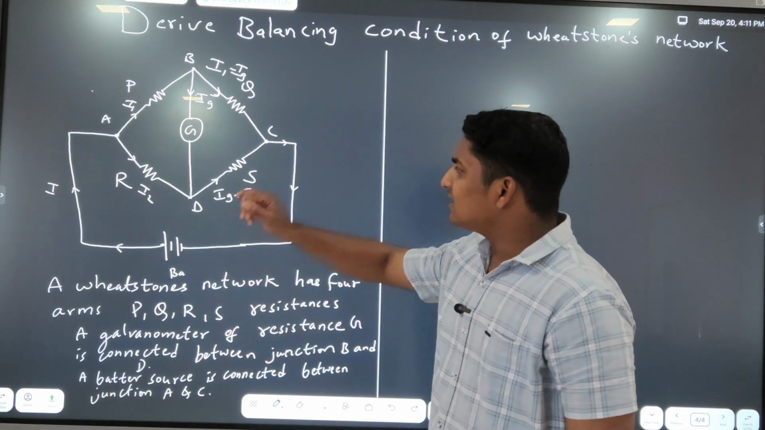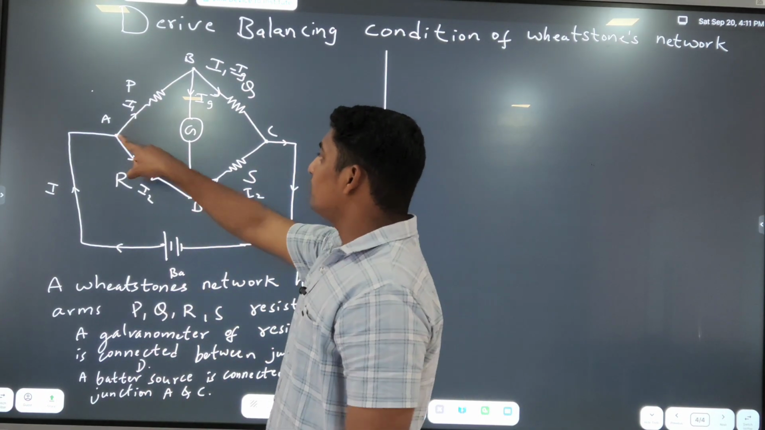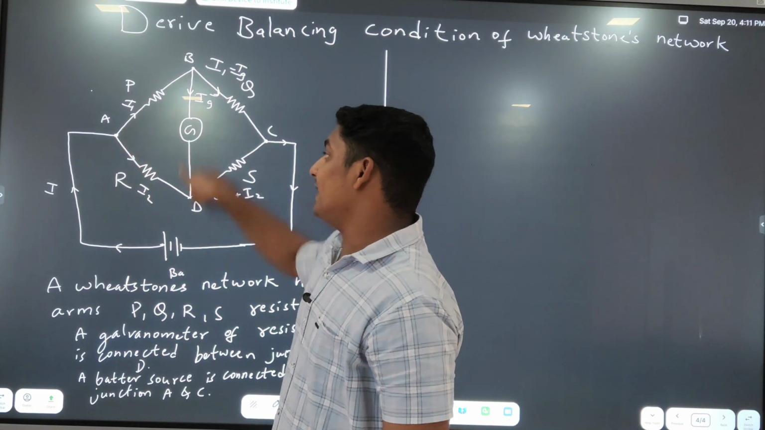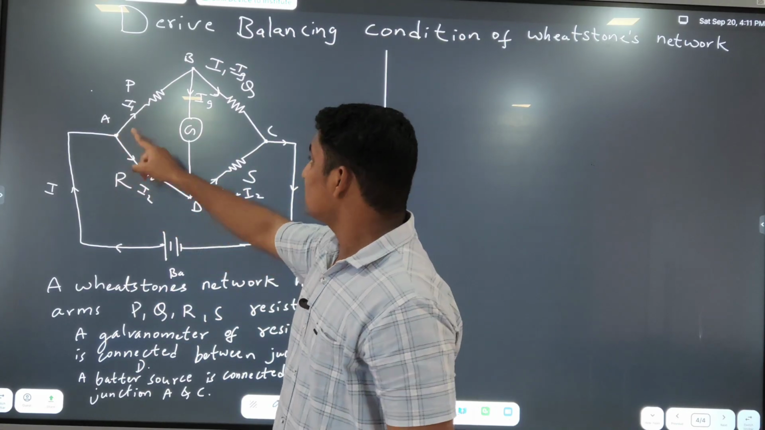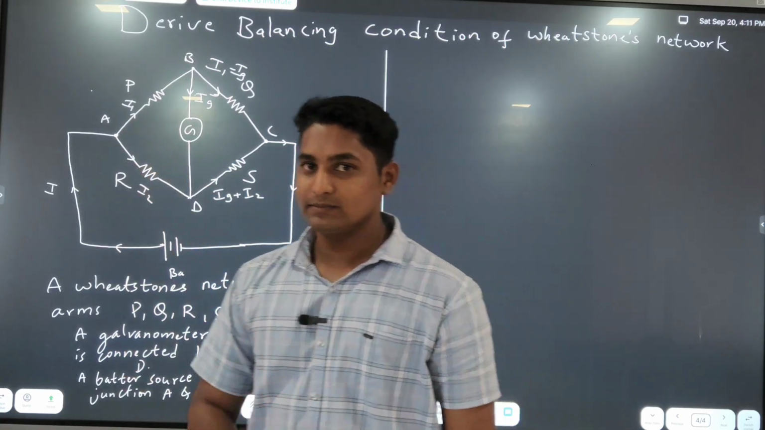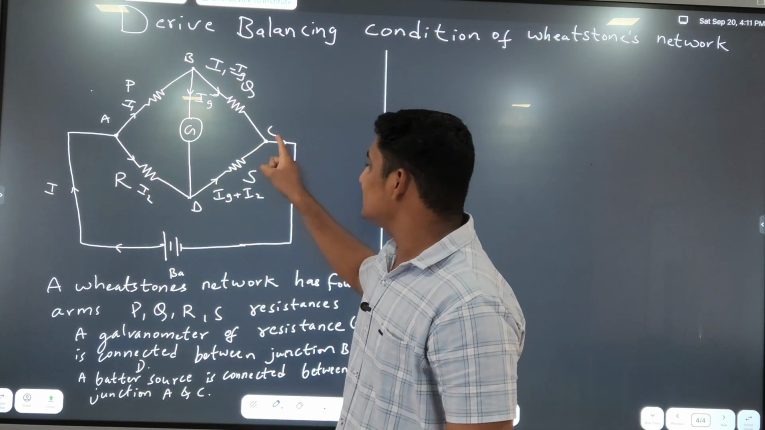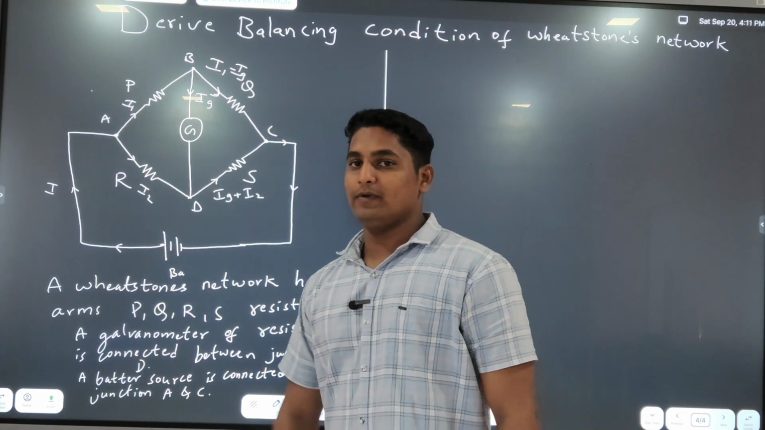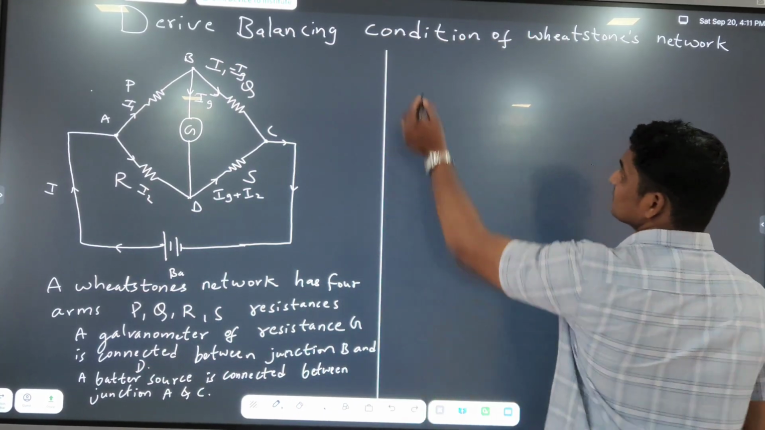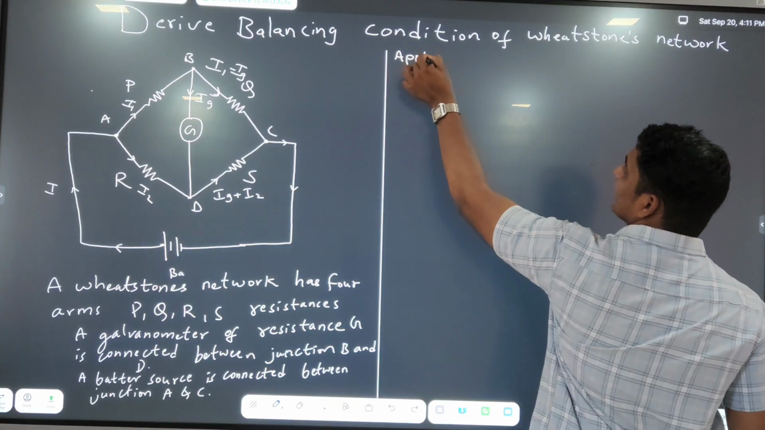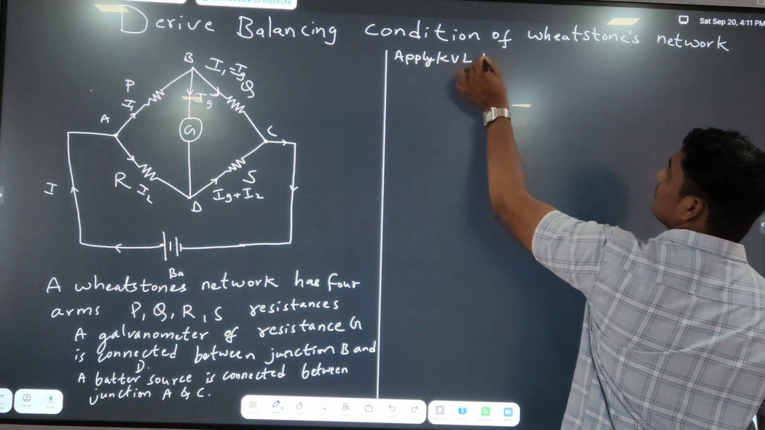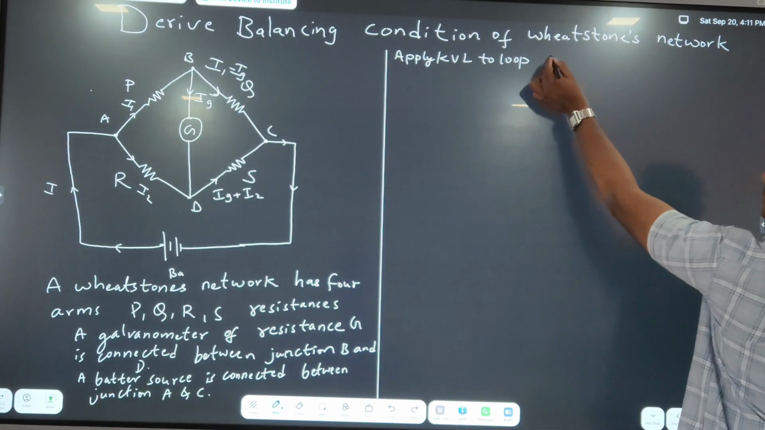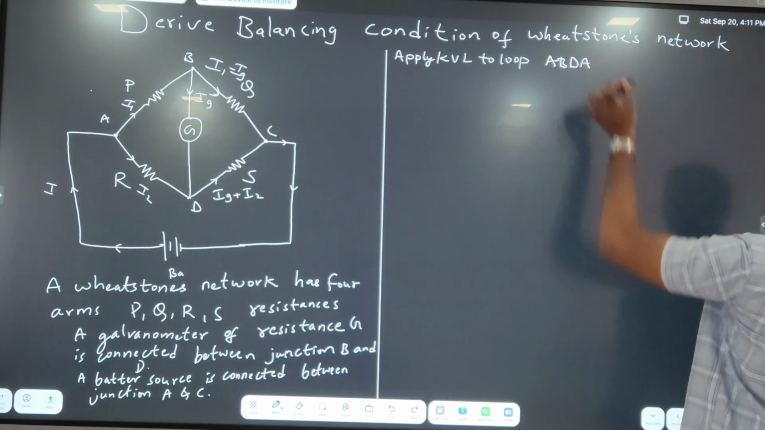So here, how many loops do we have? Loop A, B, D, A. A loop is nothing but a path where the starting and ending point should be the same. So A, B, D, A is the first loop. The second loop is B, C, D, B. For each loop we have to apply KVL. The first one is to apply KVL to loop A, B, D, A.